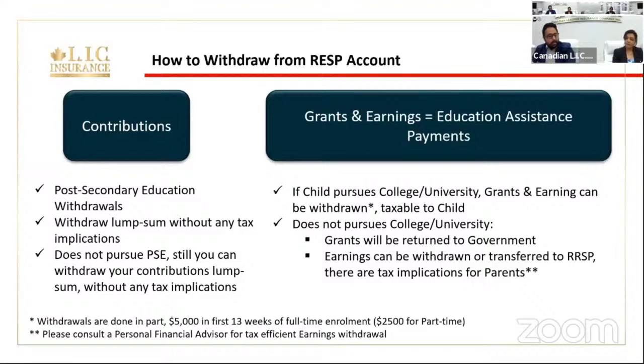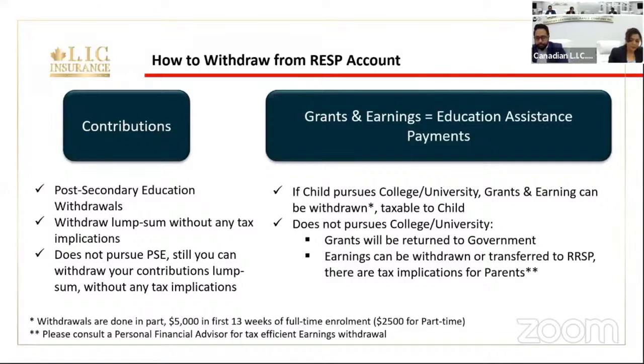So let's say, is it only when a child pursues full-time college that they can withdraw it? This is my first question. The second question is, what if my child goes outside of Canada to study there? Then am I eligible to take out the RESP money? And in case, for any reason, my child is not going to college, what are my options to take out the money from the RESP?